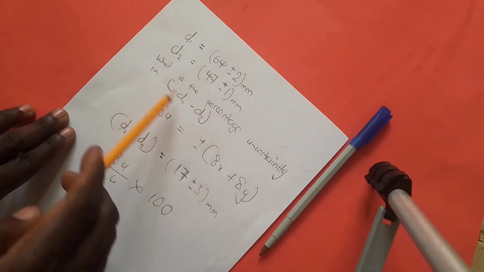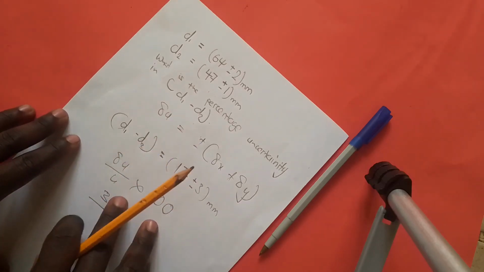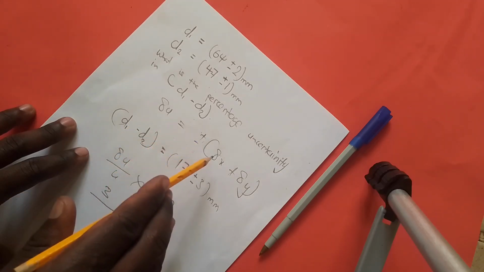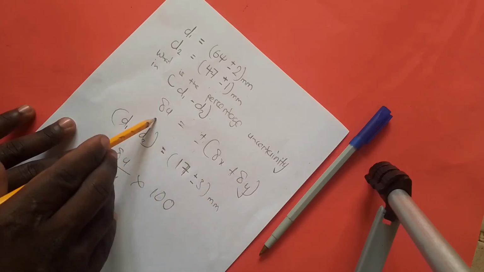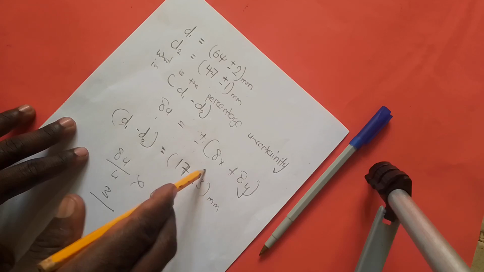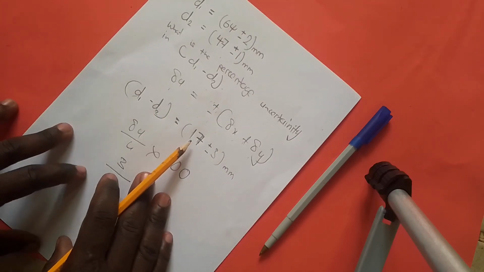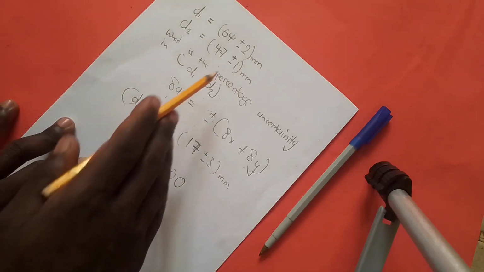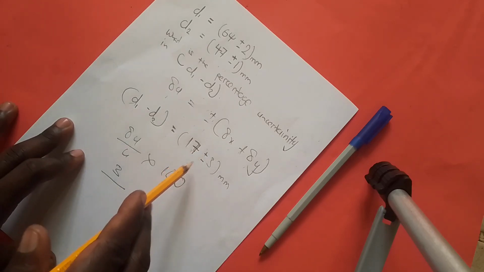So the question is, what is the percentage uncertainty in d1 minus d2? This is very simple. What does the formula say? The absolute error in u is equal to plus or minus the absolute error in x plus the absolute error in y. Or we can say the uncertainty in u is equal to plus or minus the uncertainty in x plus the uncertainty in y. It's the same thing; absolute error and uncertainty mean the same thing. So d1 minus d2 is 64 minus 47, which is 17.